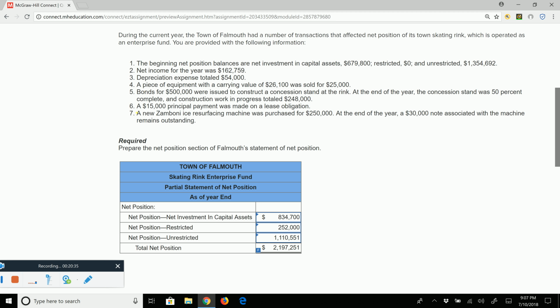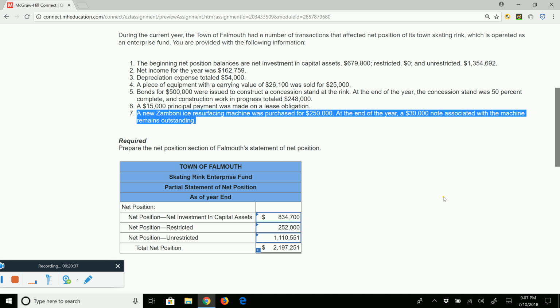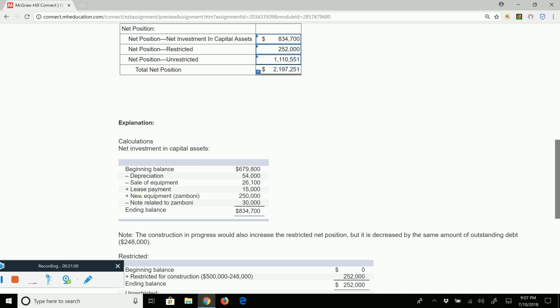And last but not least, number 7. A new Zamboni ice resurfacing machine was purchased for $250,000. At the end of the year, a $30,000 note associated with the machine remains outstanding. Well, the Zamboni machine, the resurfacing machine, is an asset. It's a capital asset. It's a fixed asset. That is going to increase my net investment in capital assets. I'll say plus new equipment. But the associated note is going to reduce it. So we'll say minus the note payable for the Zamboni.